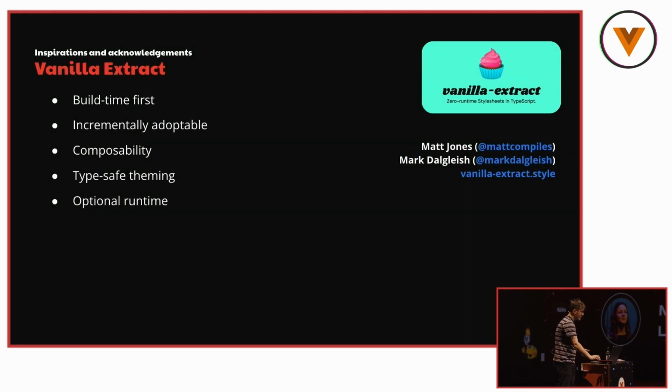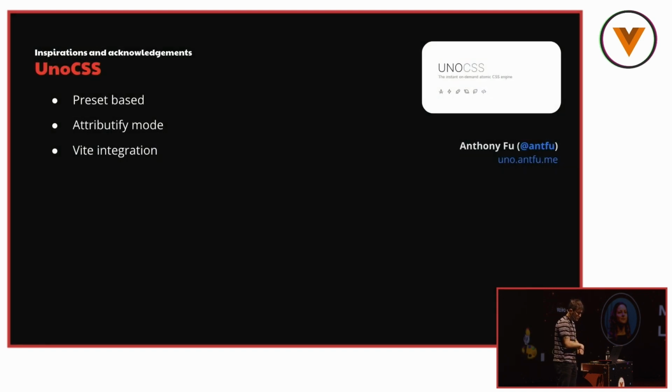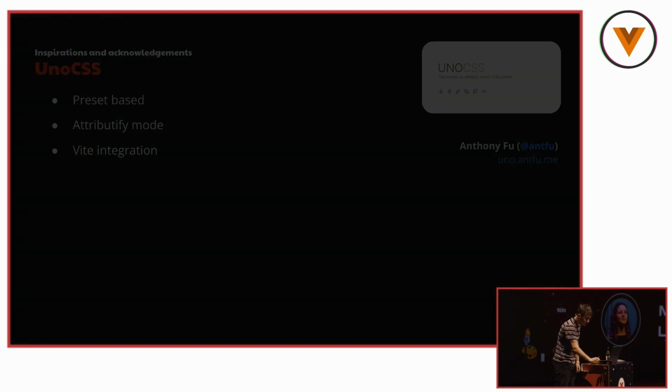Vanilla Extract as well is a very great and composable tool that promotes type-safe theming and that has an optional runtime. And the last one is Uno CSS, made by Anthony, which is amazingly great. It's an amazing build that not only promotes using utility-based CSS, but also promotes you in thinking of your project and design system as something you can build along the time and grow with your project by adding some pieces in it. And that's what I wanted to build with Pinceau as well.